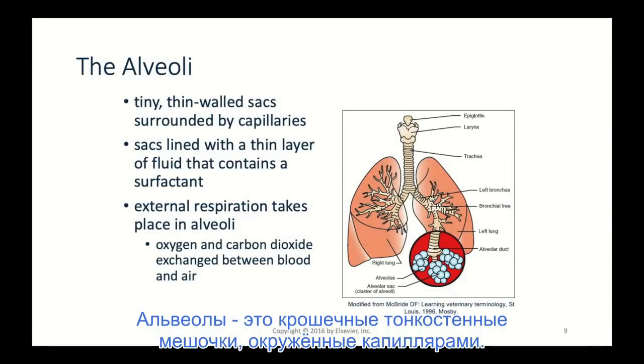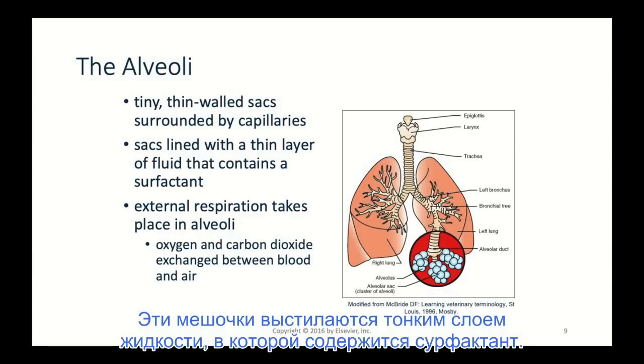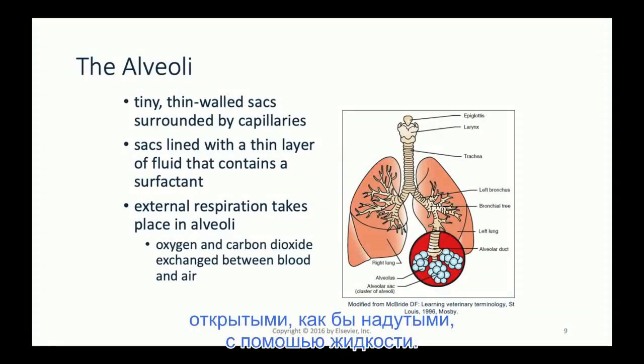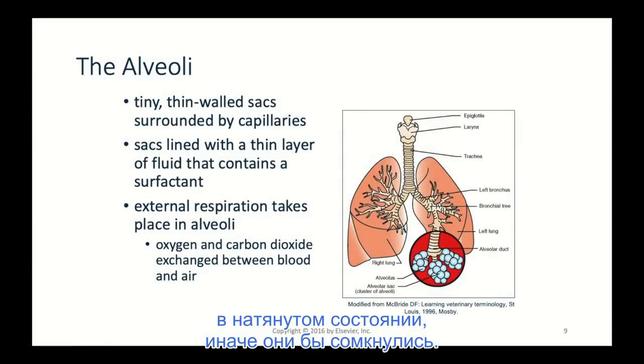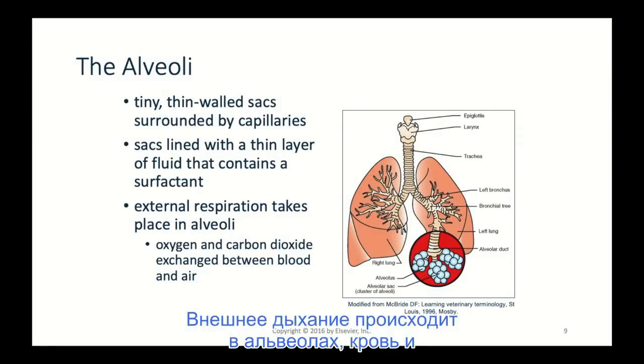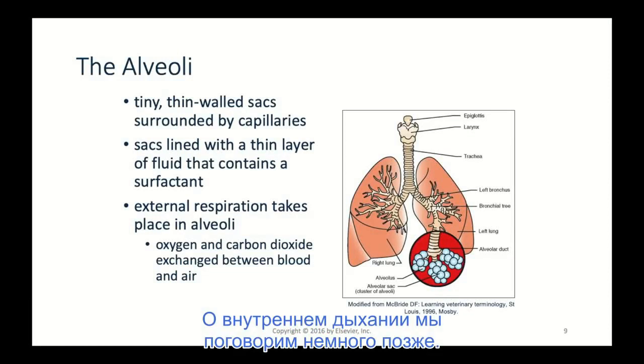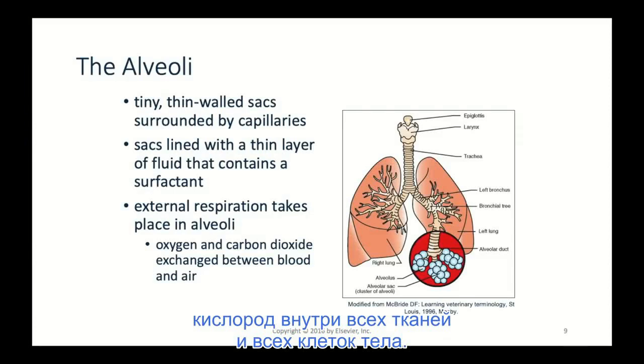The alveoli are tiny, thin-walled little sacs that are surrounded by capillaries. The sacs are lined with a thin layer of fluid that contains a surfactant, and it's the surfactant that keeps these little alveoli open. It keeps them inflated, essentially, with this fluid. Keeps them taut, otherwise they would be collapsed. External respiration takes place in the alveoli, where oxygen and carbon dioxide are exchanged between the blood and the air. Internal respiration we'll talk about a little bit later on. We're talking about internally exchanging CO2 for oxygen throughout all the tissues in the body and all the cells.